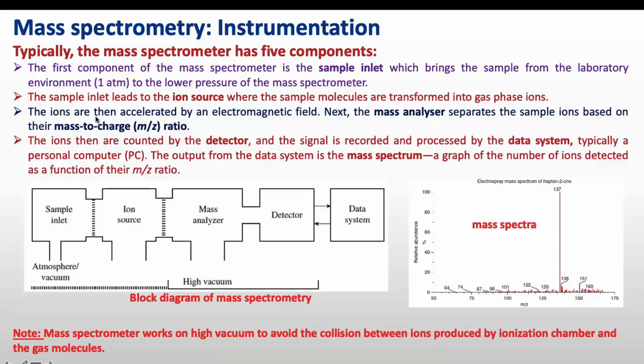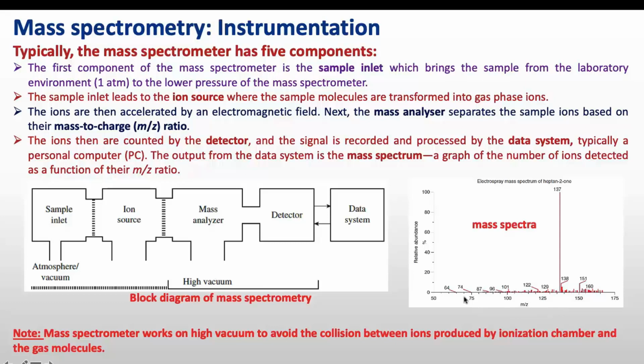Third, the ions are then accelerated by an electromagnetic field. Next, the mass analyzer separates the sample ions based on their mass to charge ratio. The ions then are counted by the detector, and the signal is recorded and processed by the data system, typically a personal computer. The output from the data system is the mass spectrum, that is a graph of the ions detected as a function of their m/z ratio or mass to charge ratio.